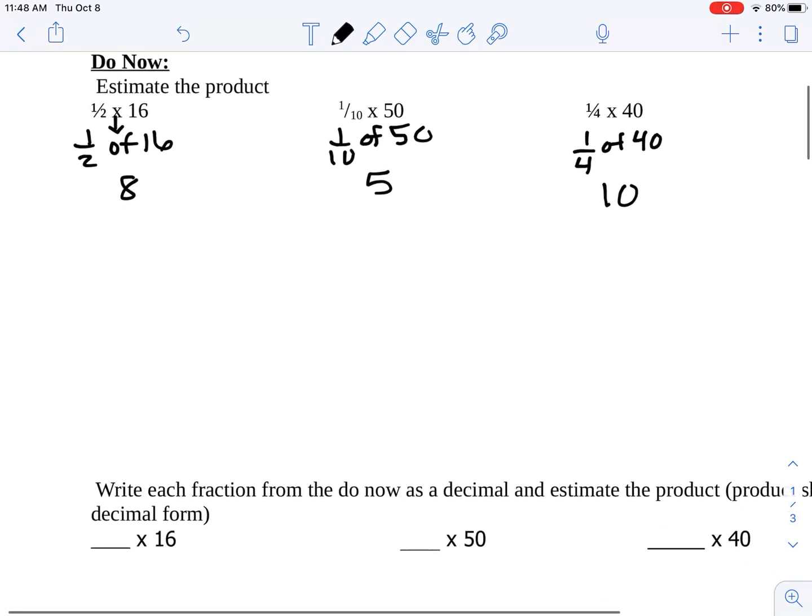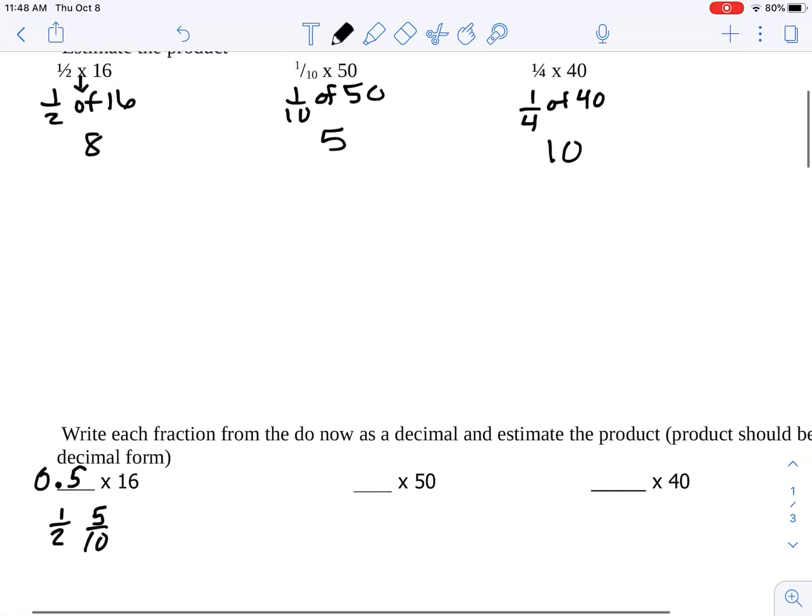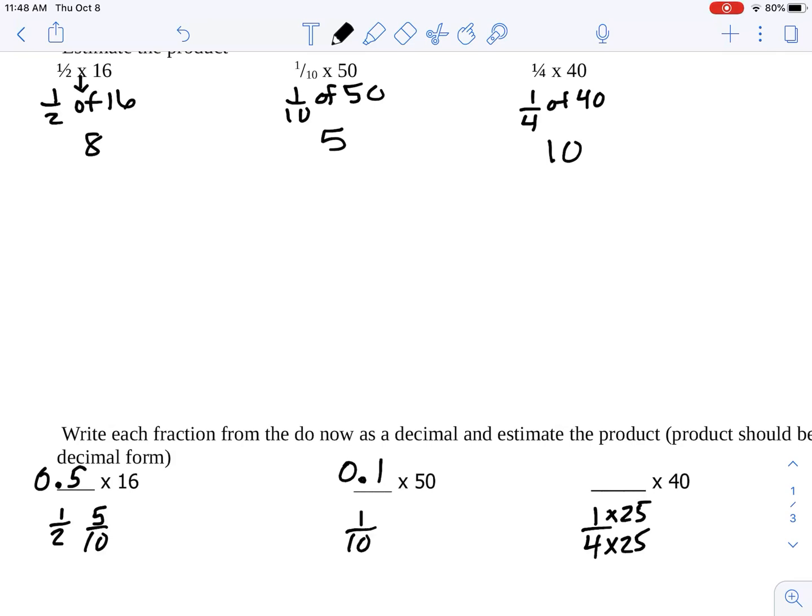All right, the next part, I wanted to write down the decimal form of each of those fractions up on the top. So for the first problem, it was a half, and a half is the same thing as 5/10, and we can write that in decimal form as 0.5. For the second one, 1/10, right, is the same thing as 0.1. And 1/4, I'm going to have to make into 100 instead of 10 because 4 doesn't go into 10. So that would be 25 hundredths, which is the same as 0.25.